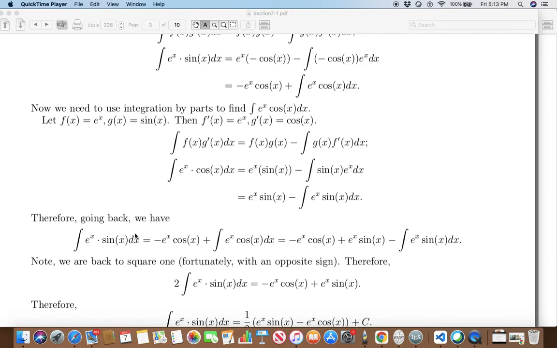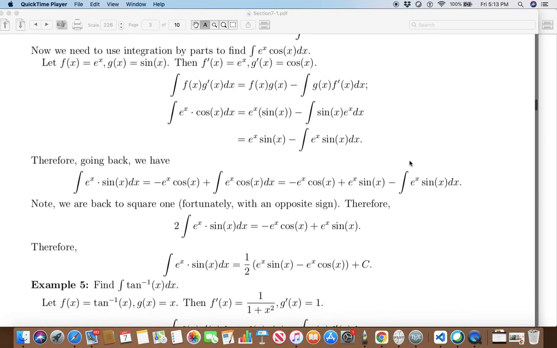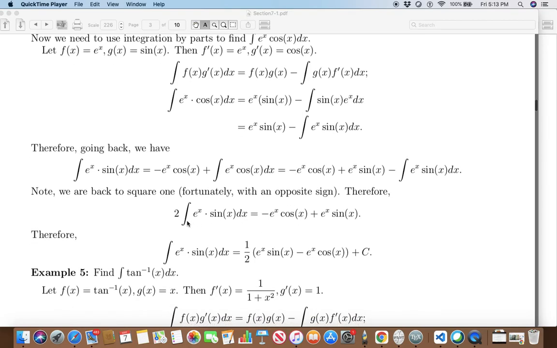This moves to the other side and you have twice the integral e to the x sine x. This is very important. Okay, so this moved over here, became twice. So, all I need now is to find integral e raised to x sine x dx. I divide by 2. Integral e raised to x sine x dx is the right hand side divided by 2, plus a constant of integration.